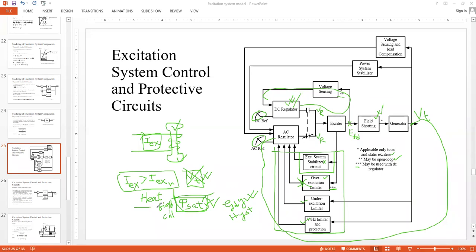So ultimately your field coil heating and your field coil saturation, your core heating, rotor core heating, all are going to be there irrespective of the location of this block, be it in the AC regulator loop or be it in the DC regulator loop. So there is a chance that this could also be in the DC regulator loop.